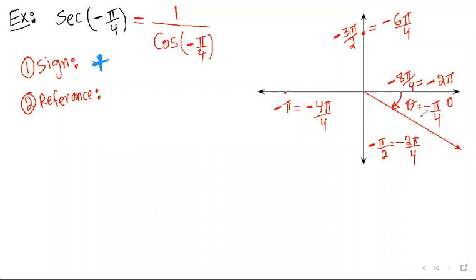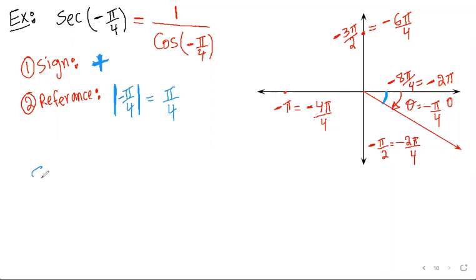The reference angle, again, is the angle between the terminal side and the x-axis. It's an acute angle. So the value for this one is the same as this one, but without the minus, because the reference angle is always positive. It's the absolute value of negative pi over 4, so it's going to be pi over 4.